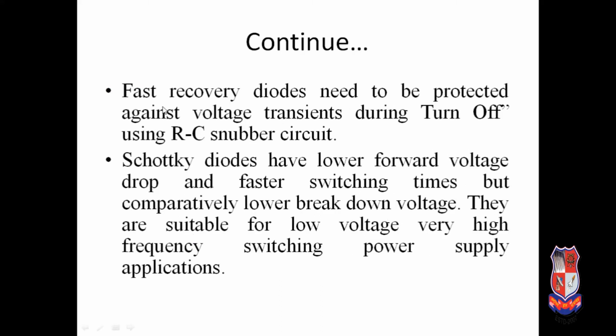Now the next point: the fast recovery diode needs to be protected against the voltage transient during the turn off using an RC snubber circuit. When the recovery is done in the turn off process, the transient is protected by the RC snubber circuit. A snubber circuit is nothing but a protection provided to the diode against the voltage. Schottky diodes have lower forward voltage drop and faster switching time but comparatively lower breakdown voltage. So they are suitable for low voltage, very high frequency switching and power supply applications.